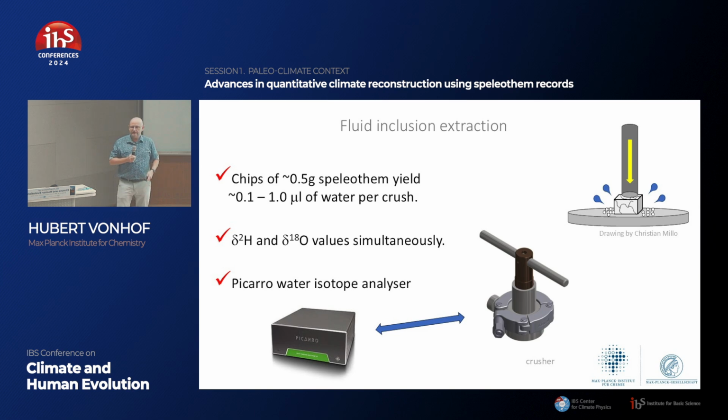Okay, and how we get them, that's brute force. This is a crusher, like a nutcracker almost, but in a controlled environment. There we put in discrete half-gram samples of pieces of speleothem that we then crush. We open the fluid inclusions, the fluid comes out, and we then analyze that quite simply in a Picarro analyzer, which gives us the hydrogen and oxygen isotope composition. I make it sound a little easier than it is, but currently there are quite a few labs who are able to do this and get good data.